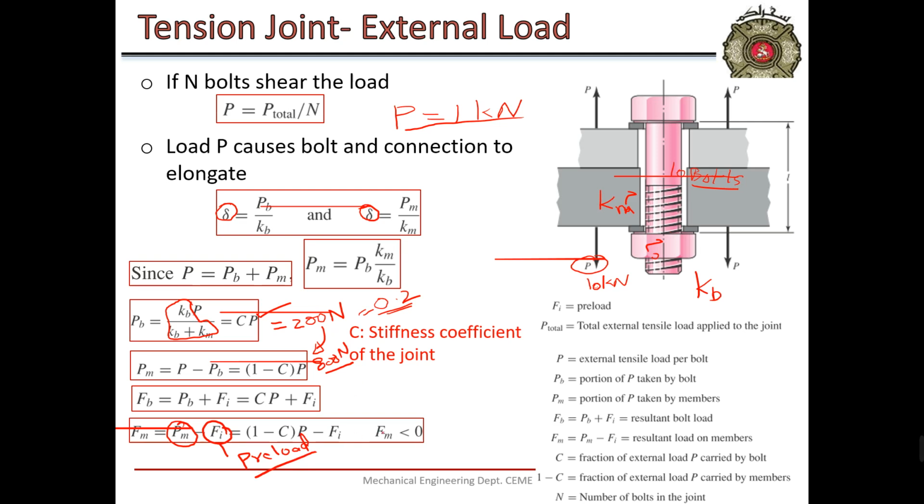And for a safe joint, this Fi has to be more than PM. In other words, Fm should be negative. Negative Fm means on the members, the resultant force has to be negative. If these are the members, the resultant force has to be a negative value, or the members should remain joined together.